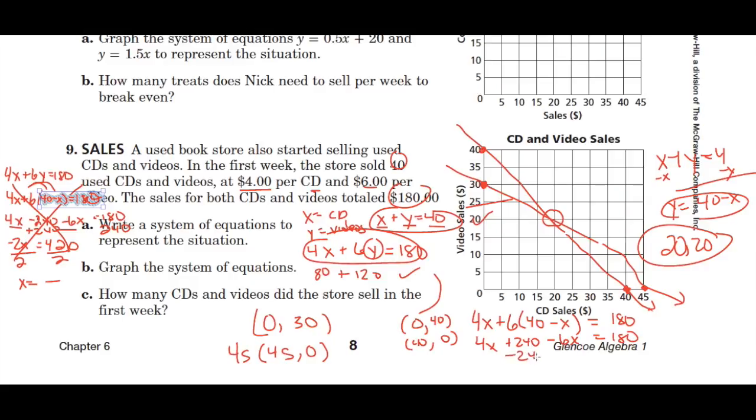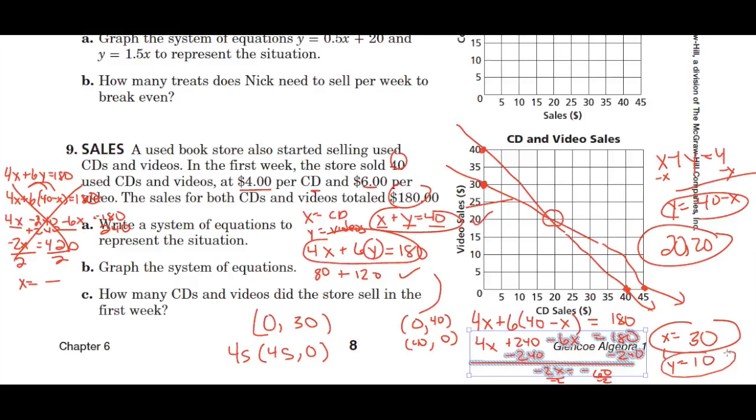When I subtract 240 from 180, I get negative 2x equals negative 60. And when I divide by negative 2, negative 60 divided by negative 2 is a positive 30. So x equals positive 30, which means y would equal 10.